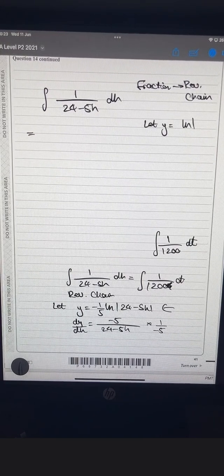The reason I know I can use the reverse chain rule is exactly as the comment says. If I differentiate the denominator, I get minus 5, right? Minus 5 is a constant, right? The numerator is also a constant.